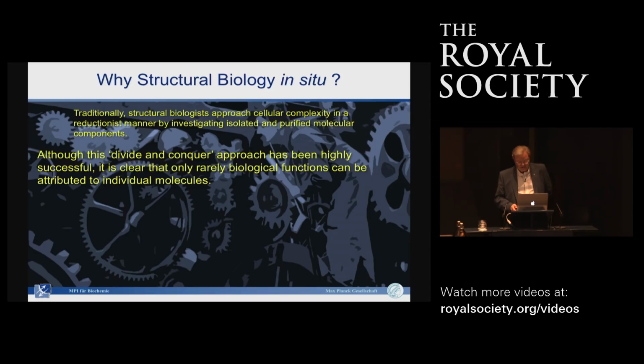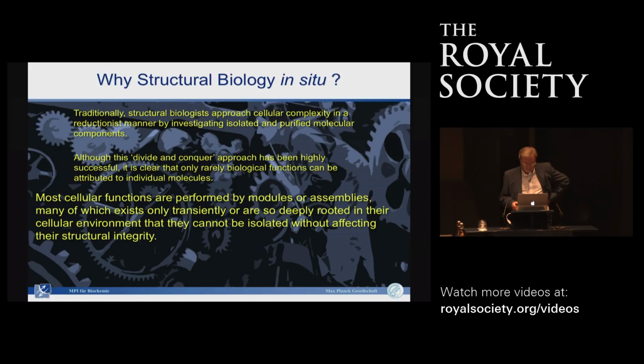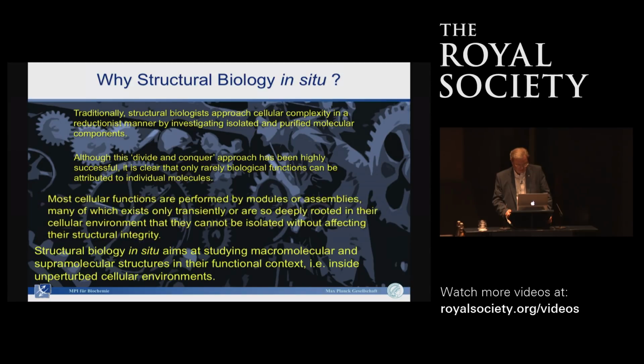But it's also true that very rarely biological functions can be attributed to individual molecules. Biological functions arise from the interaction between the many individual molecular species inhabiting cells. So I think it is clear that many of these interactions which underlie cellular functions exist only transiently. Many are organized in the form of supramolecular complexes, but many of these supramolecular complexes are so deeply rooted in the cellular environment that it's very difficult, if not impossible, to isolate them without, in fact, affecting their structural integrity.